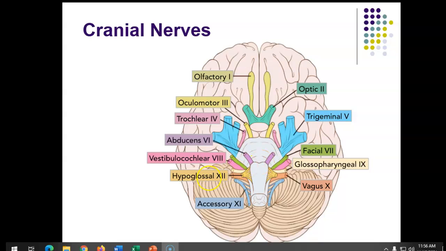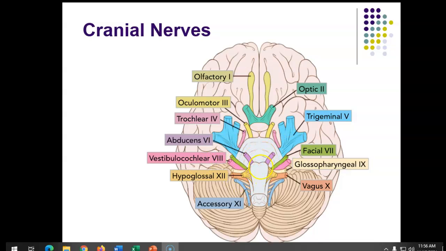Number 8 is the vestibulocochlear nerve, and that's going to have sensory functions, including hearing and balance. It has a cochlear portion and a vestibular portion, so that's why it's got both of those in its name.